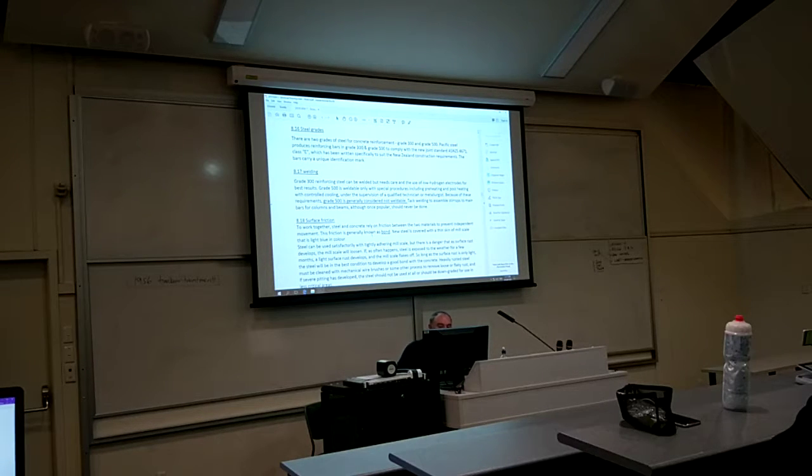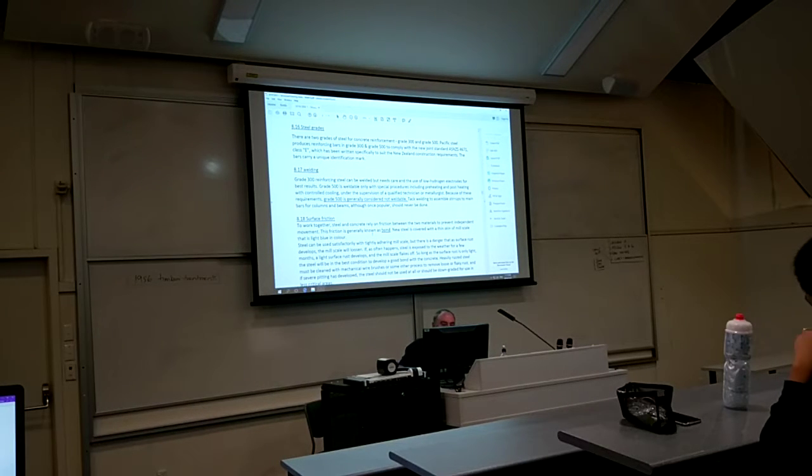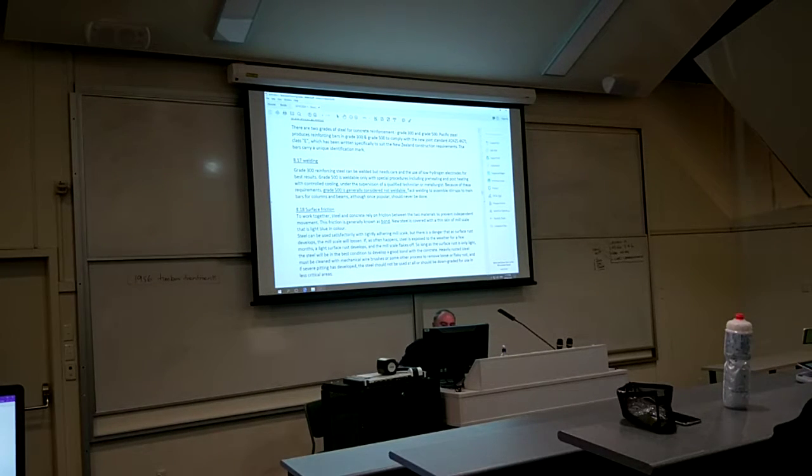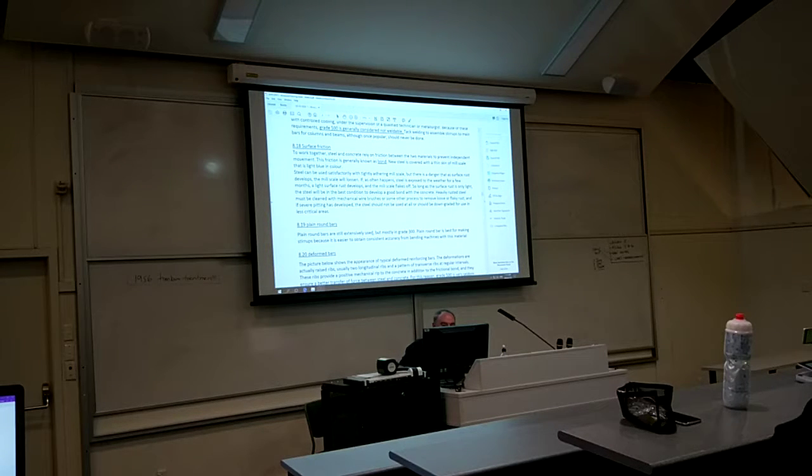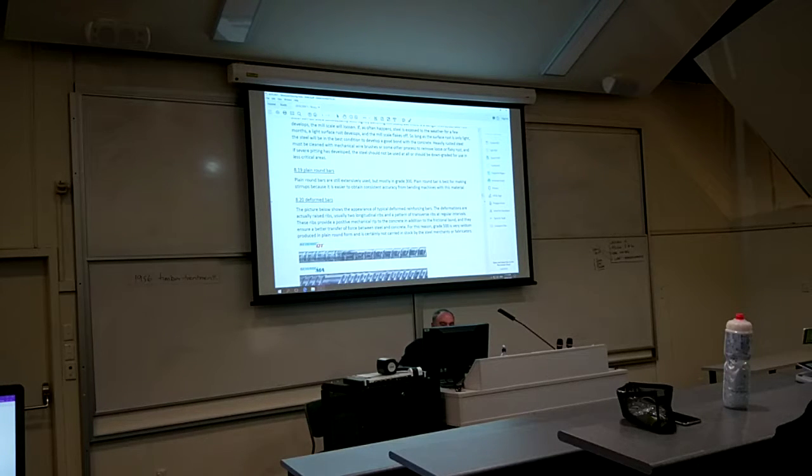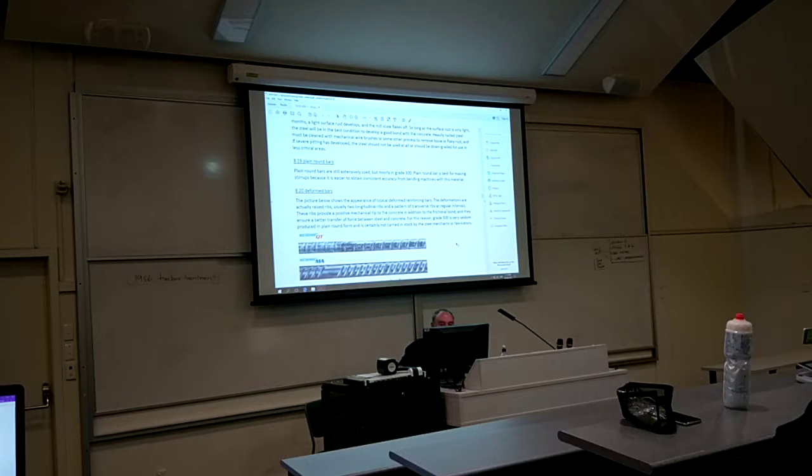We talked about the frictional surface and how concrete needs to bond with the reinforcing, and there's an explanation to that in that paragraph there. The picture below shows the appearance of a typical deformed reinforcing bar. The deformations are usually raised ribs. So those ribs that I was talking about are on deformed bars. Usually longitudinal ribs and a pattern of transverse ribs at regular intervals.